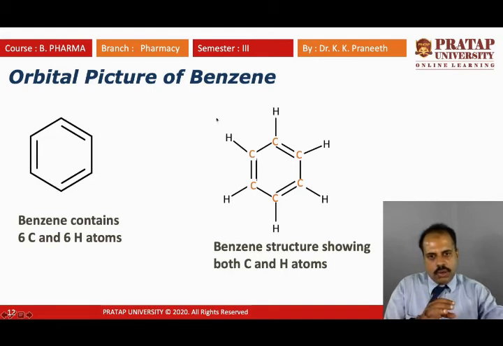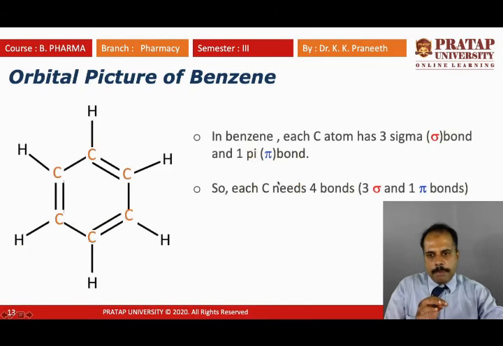But here, for clarity, I have written the complete structure of benzene, which contains 6 carbons, shown in orange color, and 6 hydrogens and 3 pi bonds. Okay, 3 pi bonds, right? So this is the complete structure of benzene. Let's look again at this structure of benzene, and you can see some important properties. In benzene, each carbon atom contains how many sigma bonds?